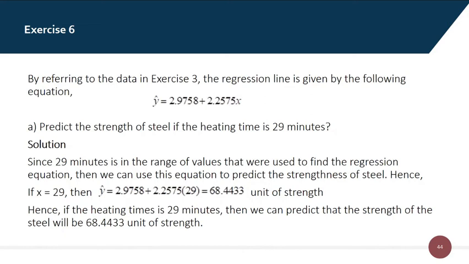So when x equals 29, you substitute it into the regression line, which gives a unit of strength. Hence, if the heating time is 29 minutes, then we can predict that the strength of the steel will be 68.4433 units of strength.